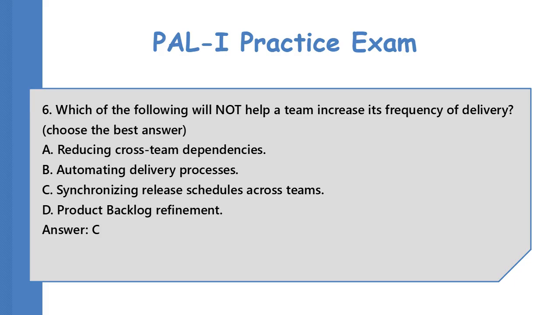6. Which of the following will not help a team increase its frequency of delivery? Choose the best answer. A. Reducing cross-team dependencies. B. Automating delivery processes. C. Synchronizing release schedules across teams. D. Product backlog refinement.